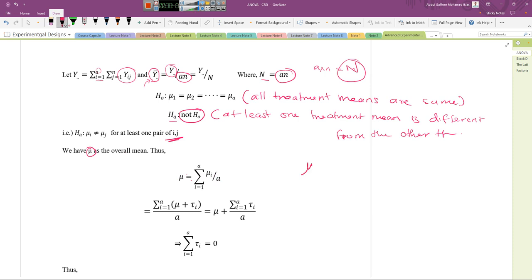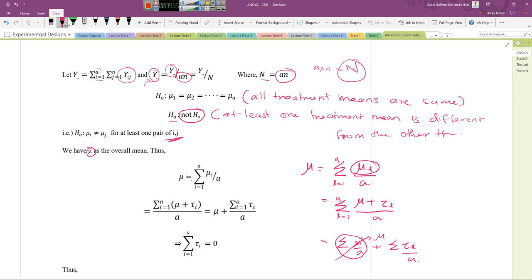How we can do this is, now we know mu is equal to summation i equal to 1 to a of mu i divided by a, right? Instead of this mu i I can put mu plus tau i divided by a. So this is equal to summation mu divided by a plus summation tau i divided by a, so this is again mu plus summation tau i divided by a.